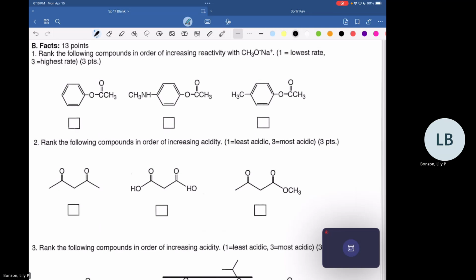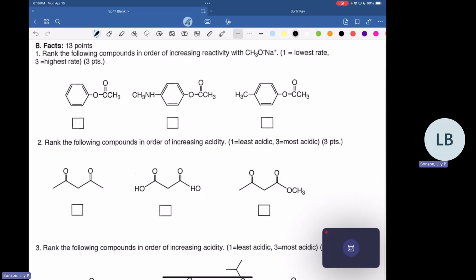All right. Our first facts question, we've got a reactivity question. We've got these benzenes with these esters on them, and we're asked to look at CH3O- Na+. So this is going to be a strong base. You have your oxygen with its lone pairs, and this is going to attack the partially positive carbonyl carbons, like right here, and right here.